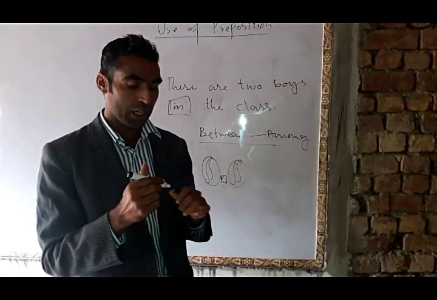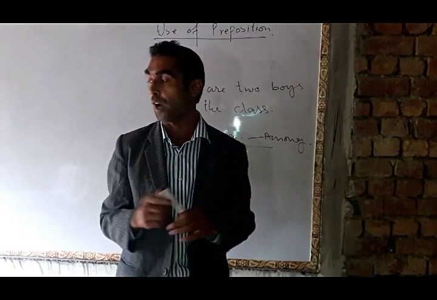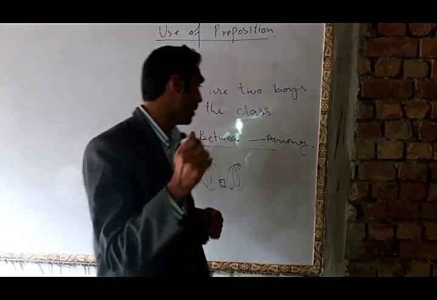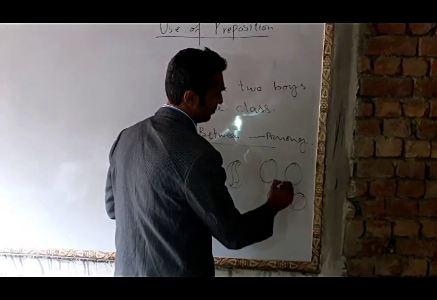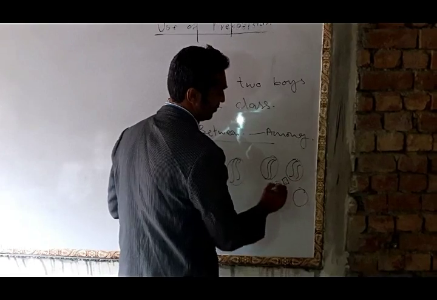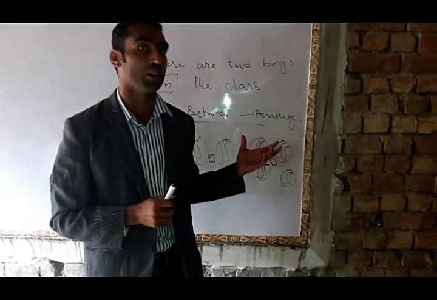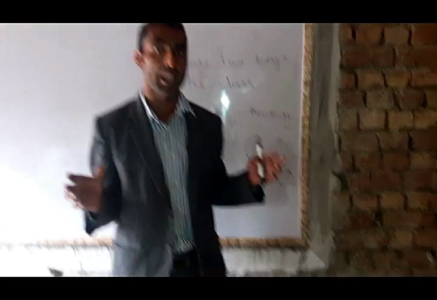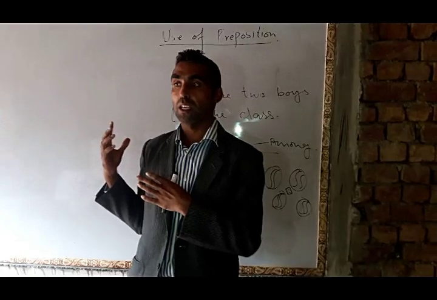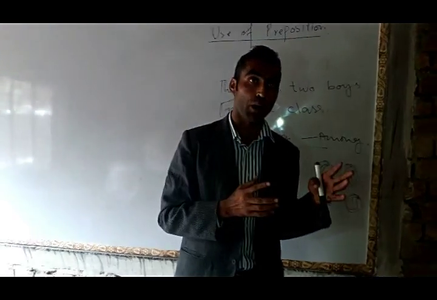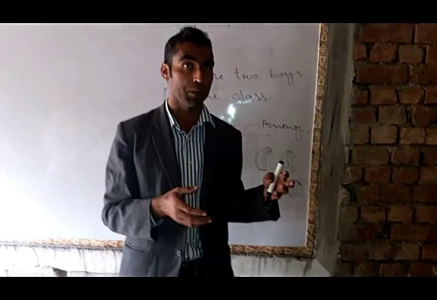Among is used for many things. These are not 2. There are 3, 4, 5, or 6. Then we use among. These are 4 balls, and the dice is among the balls. Similarly, we say my house is between A block and O block. My school is between Rahman Garden and Ahmed Garden.